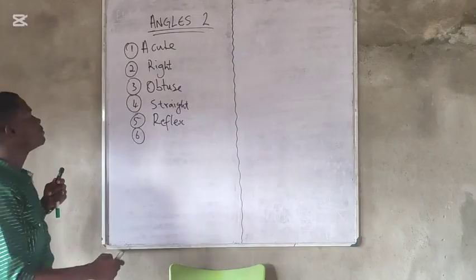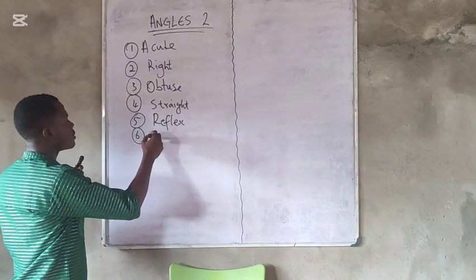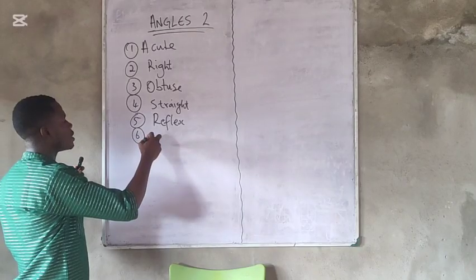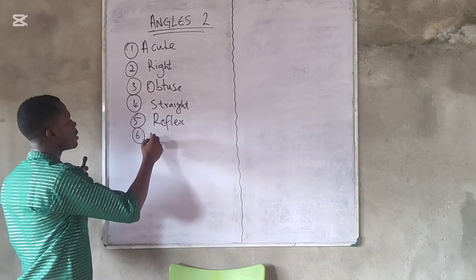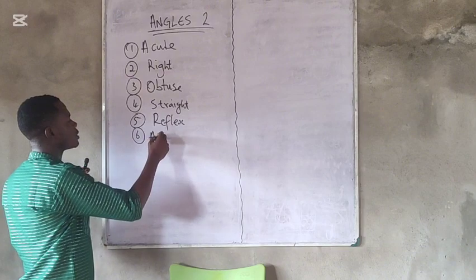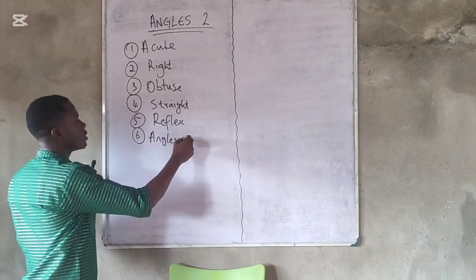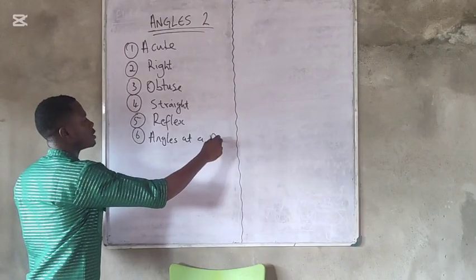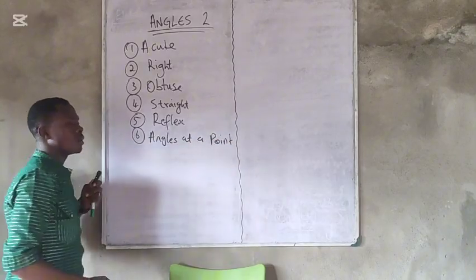And then we'll continue with, what is it called again? Angles at a point.